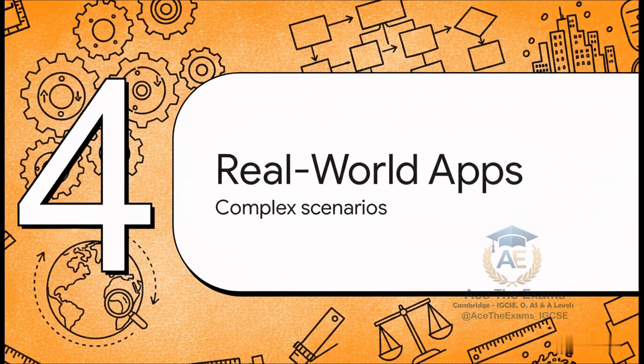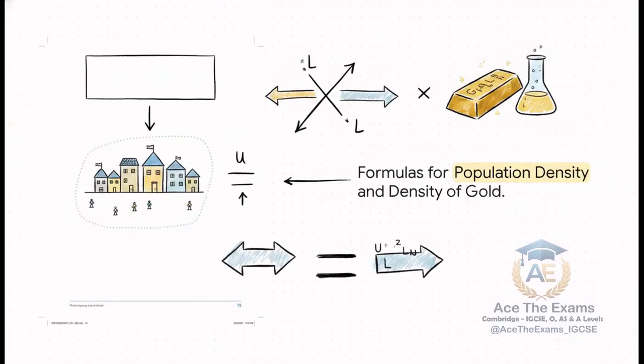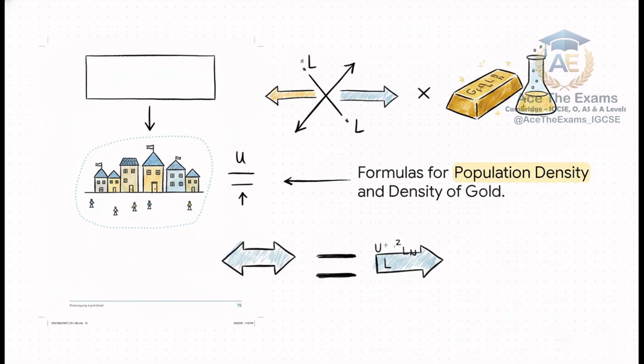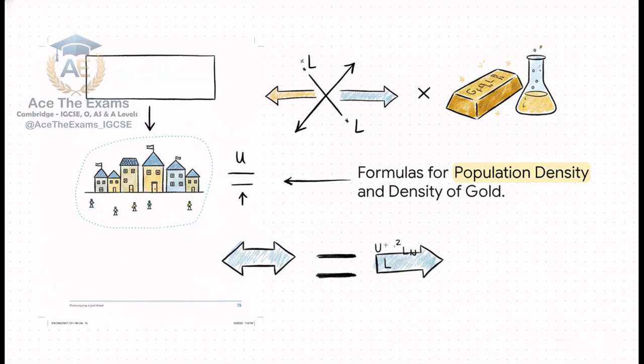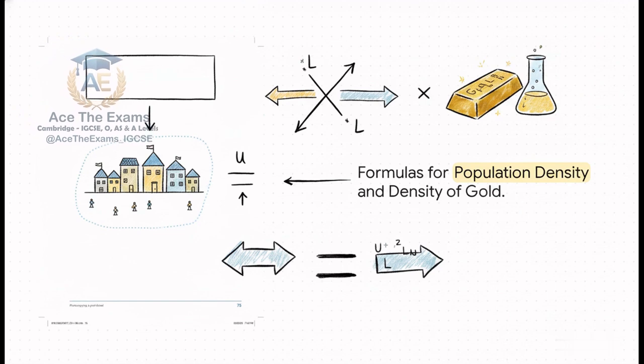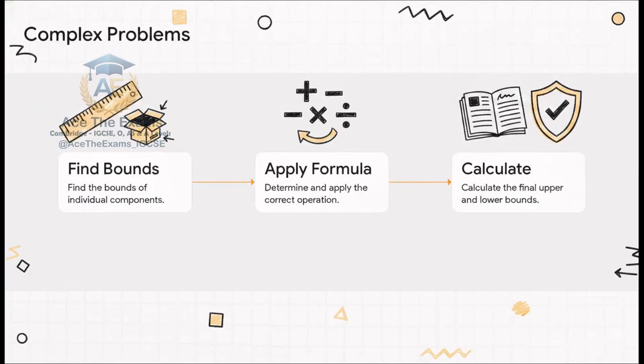Finally, Section 4. Complex real-world applications. Let's put this all together. Whether you're calculating the population density of a busy town, which is just population divided by area, or trying to find the mass of a gold bar using density and volume, the exact same boundary rules apply to these scientific formulas. Because both of these involve division, finding the maximum bounds means you're going to be crisscrossing your upper and lower values again. So whenever you face one of these dense, complex word problems, just rely on these 3 steps.